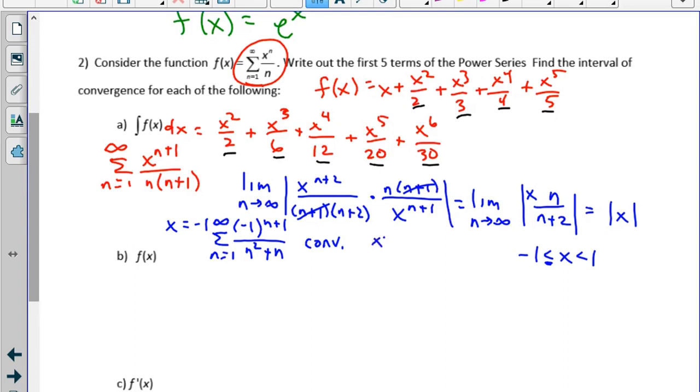And then if x equals 1, I end up with 1 to the n plus 1, which is just going to be 1 over n squared plus n. That also converges by comparison to the p-series. So my radius of convergence is 1, and my interval of convergence is -1 to 1. Both of them are inclusive.